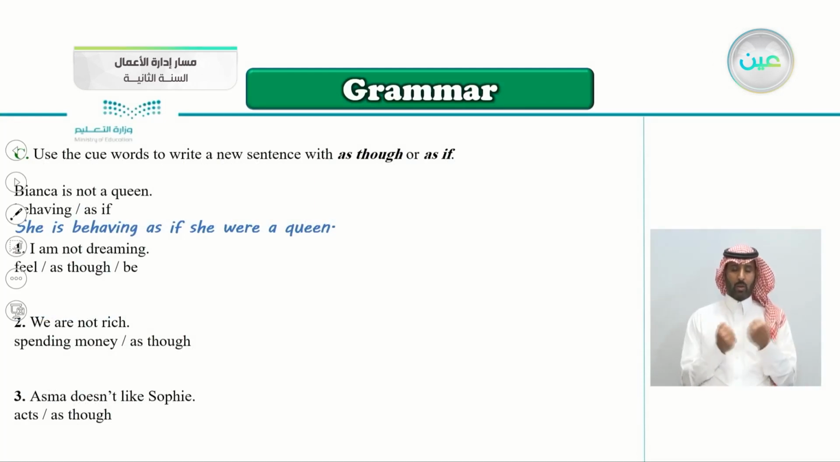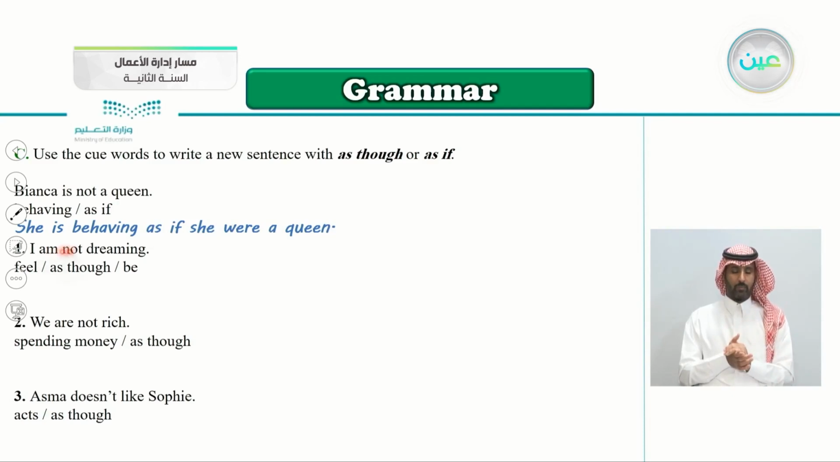Exercise C here. Use the cue words to write a new sentence with as though or as if. Bianca is not a queen. Behaving as if. She is behaving as if she were a queen. She's behaving like a queen. She is behaving as if she were the queen. Is she the queen? Of course not.